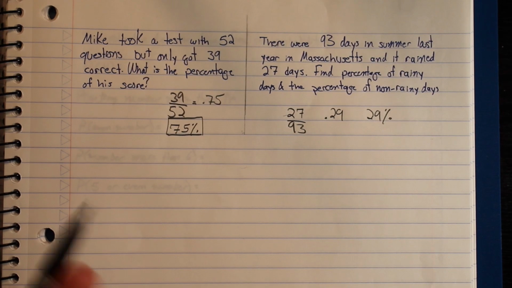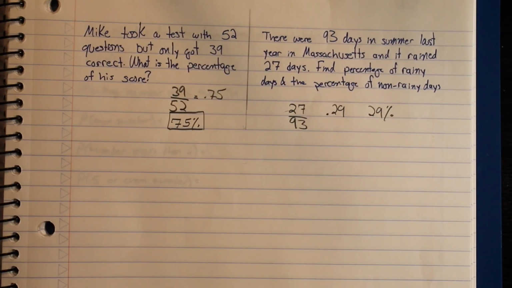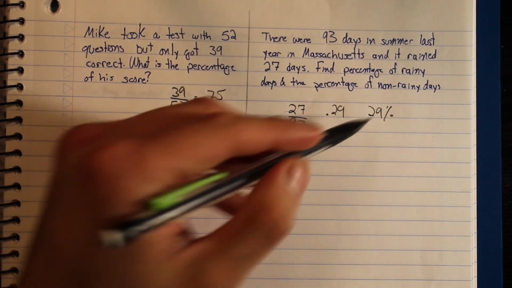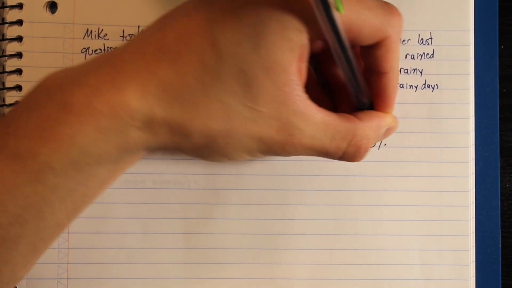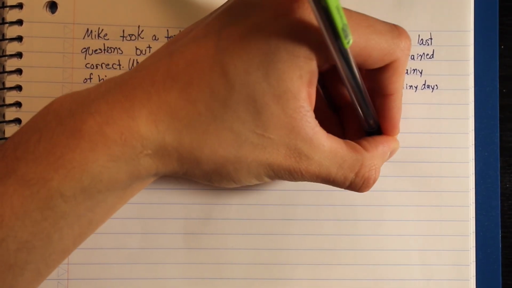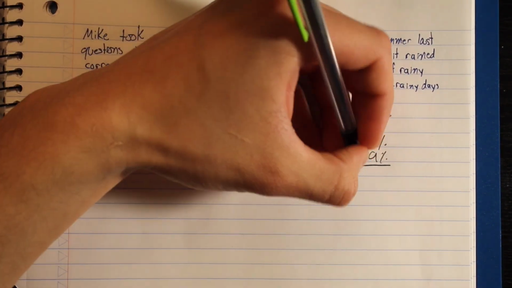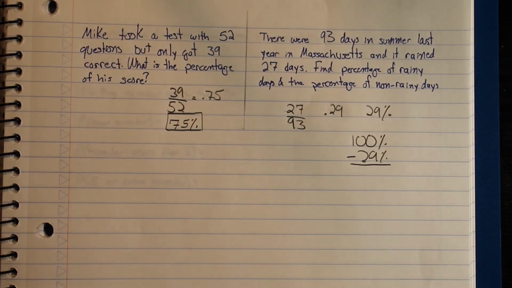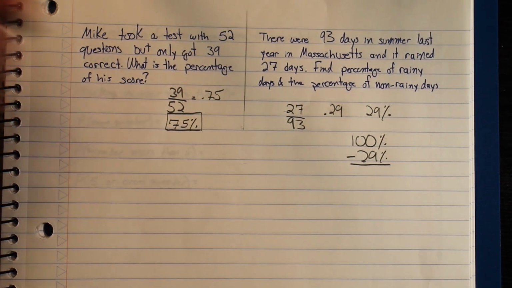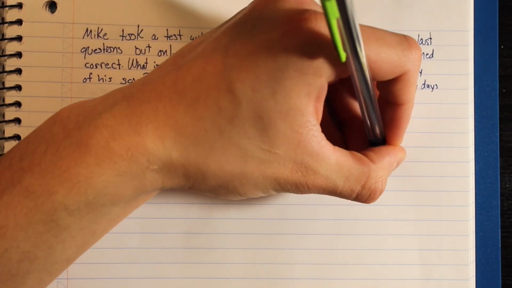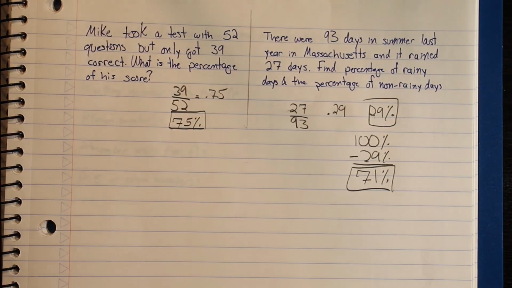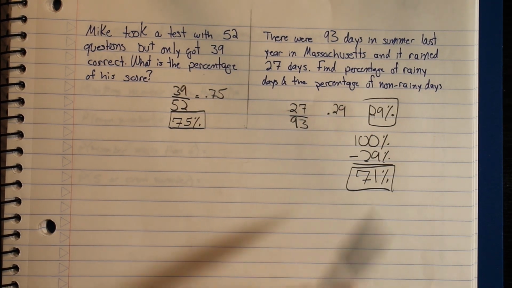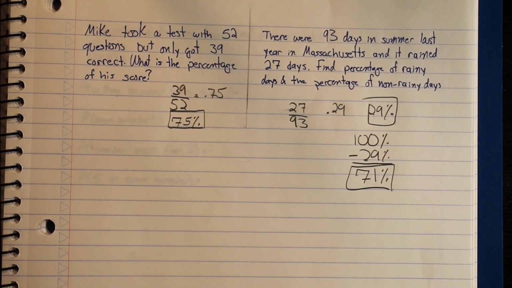So how do we do that? What does that mean? Non-rainy days means days that it wasn't raining. So all we really have to do here is subtract that 29% from 100%. 100% minus 29% gives us 71%. So it rained on 29% of the days, and 71% of the days it did not rain.